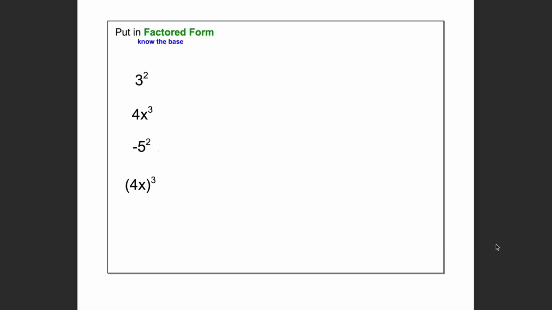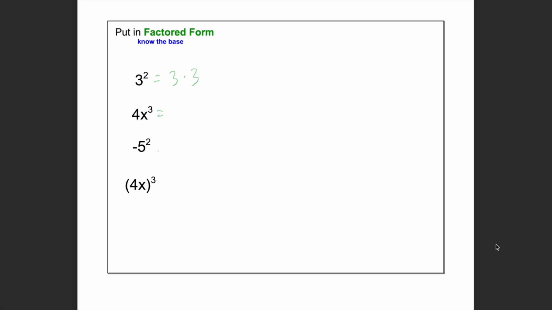All right, now let's put a few more of these in factored form. We've got 3 squared. Well, the base is 3 and it's being multiplied twice. So 3 times 3. You can put it in parentheses, or you can just write out the multiplication.